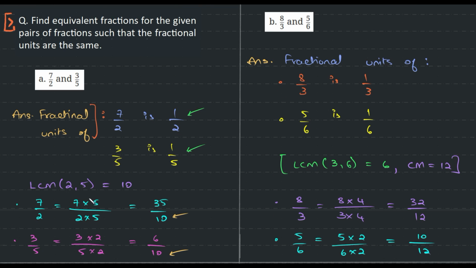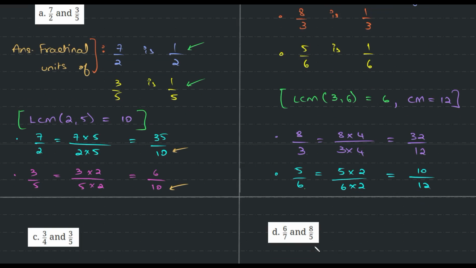So let me show it here as well. The LCM of 2 and 5 is 10. To convert 2 to 10, we have to multiply with 5, and so I'm multiplying 5 with both the numerator and denominator. To convert 5 to 10, I should multiply with 2, and so I'm multiplying 3 and 5 with 2. Similarly, to convert 3 to 12, I should multiply with 4. To convert 6 to 12, I should multiply with 2. That's how I'm able to decide the number which I'm multiplying.